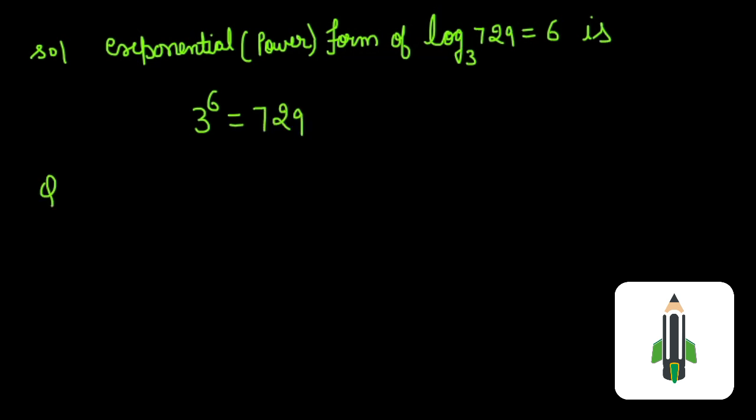Question number 12, log 4 with base root 2 is equal to 4. So it can be written in exponential form as root 2 raised to the power 4 is equal to 4.